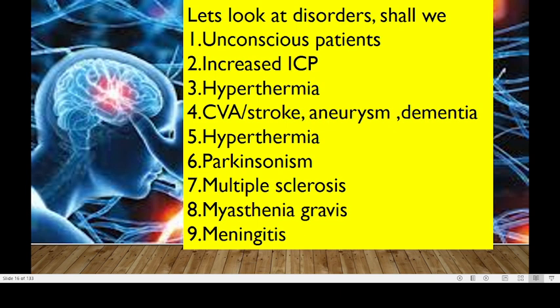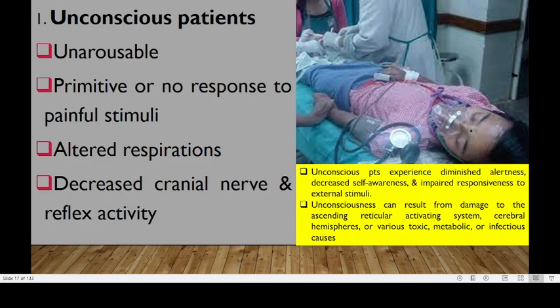Now we can look at some of the disorders. We could have unconscious patients, increased intracranial pressure, hyperthermia, patients with CVA, stroke, aneurysm, dementia, Parkinsonism, multiple sclerosis, myasthenia gravis, and meningitis. So we can start with which one?